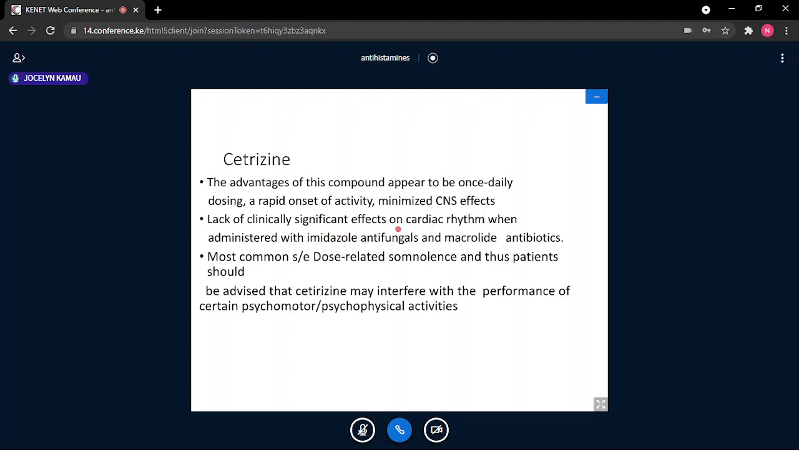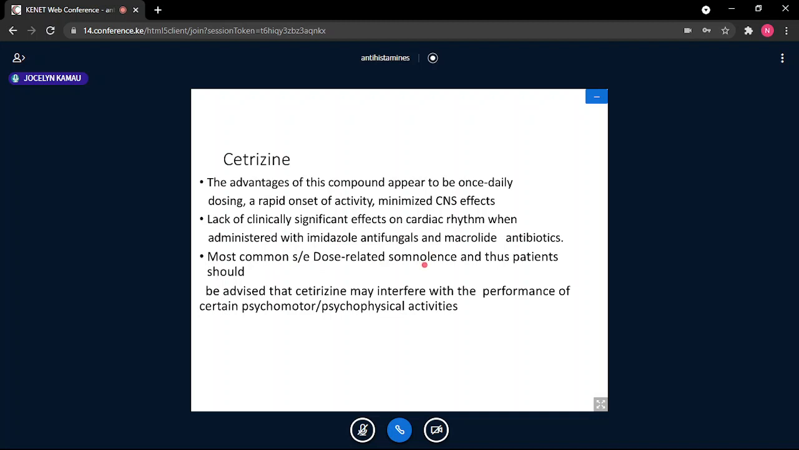So we are only saying that when you give these drugs, like when you give cetirizine with imidazole antifungals, and I've given an example of an imidazole antifungal, ketoconazole, and macrolide antibiotics, which we have studied with you, azithromycin, erythromycin. Those are macrolide antibiotics. When you give them together with some of the bad drugs, you will get toxicity, and we're going to mention it. We are saying, therefore, this drug is safe. It does not cause those cardiac rhythm toxicities.